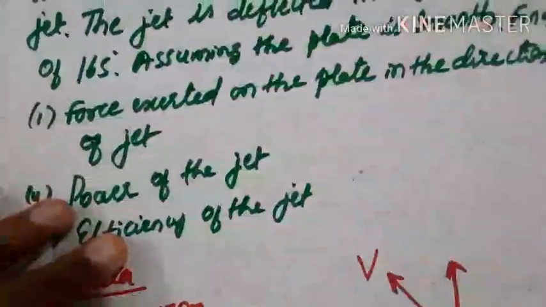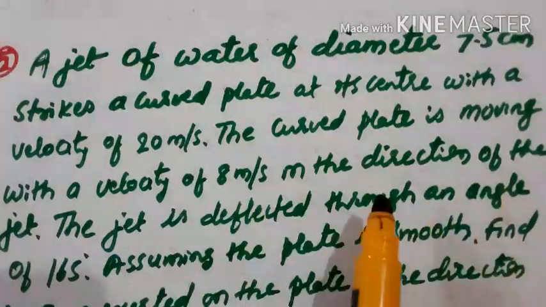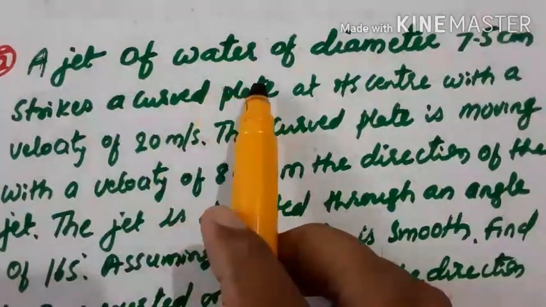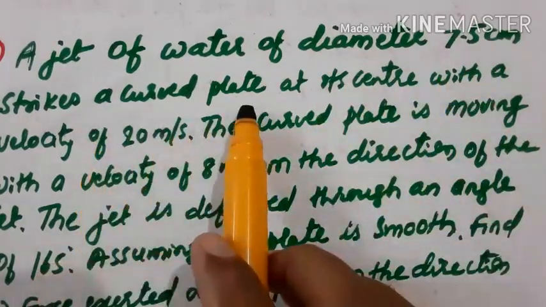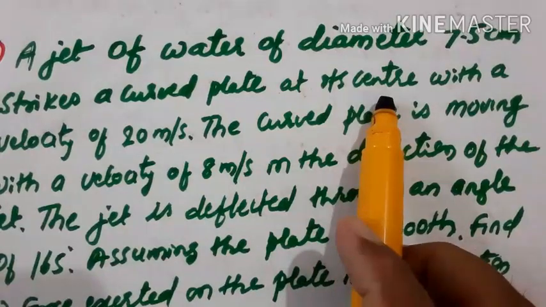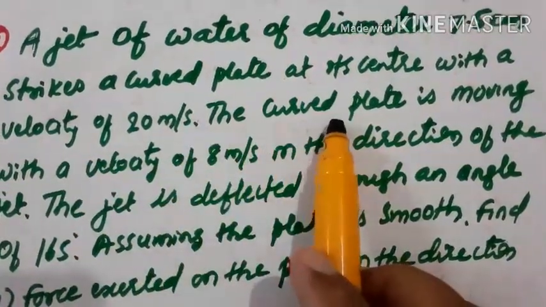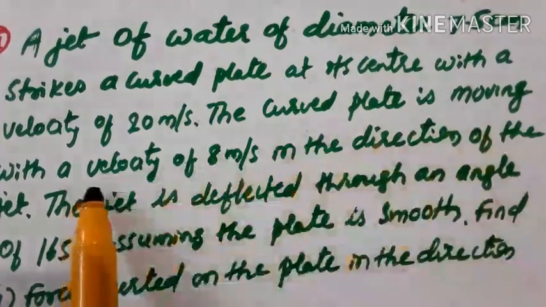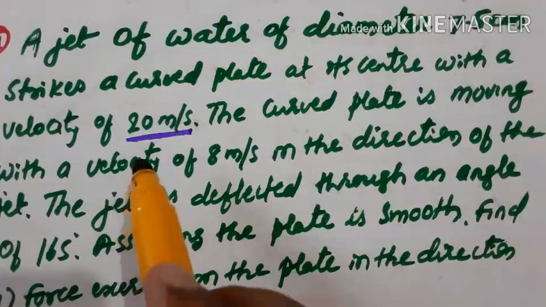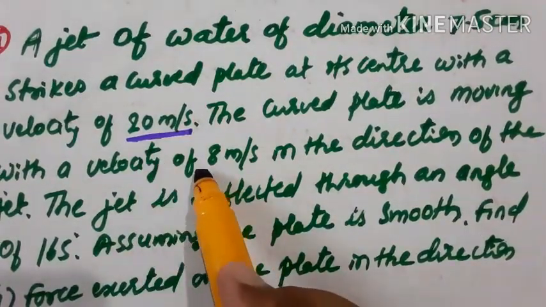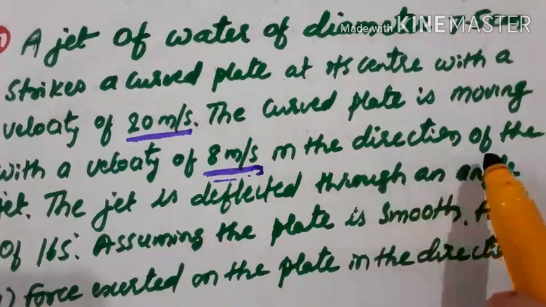So let us take one more example. So in this example, it is a moving case. A jet of water of diameter 7.5 centimeter strikes a curved plate at its center with a velocity of 20 meter per second. The curved plate is moving with a velocity of 8 meter per second. Here the jet is striking at a velocity of 20 meter per second, and the plate is moving at a velocity of 8 meter per second in the direction of the jet.